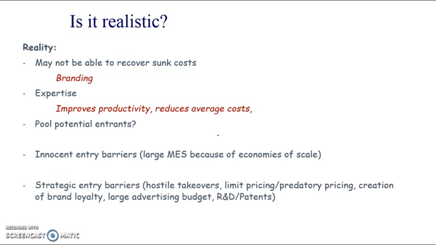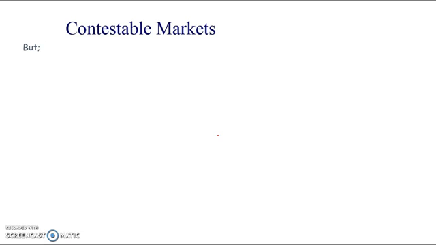And there are strategic entry barriers as well. The incumbent firm that's making loads of supernormal profits is not really just going to take this. They're going to maybe initiate hostile takeovers of the firm that's trying to enter the market, possibly. They might use limit pricing, predatory pricing, might try and create greater brand loyalty, spend more on advertising, research and development, patents, those types of things as well.